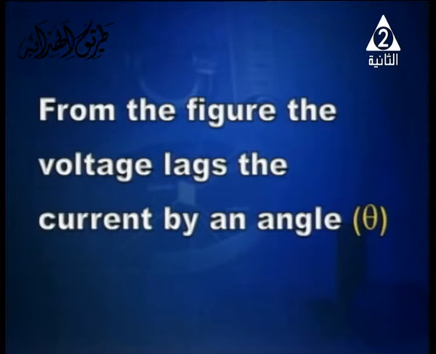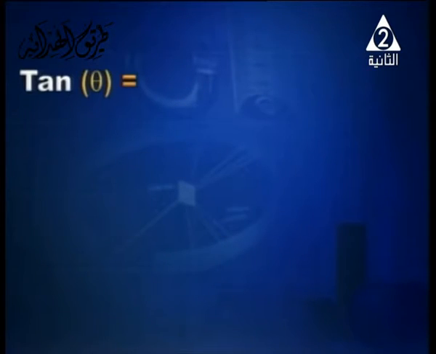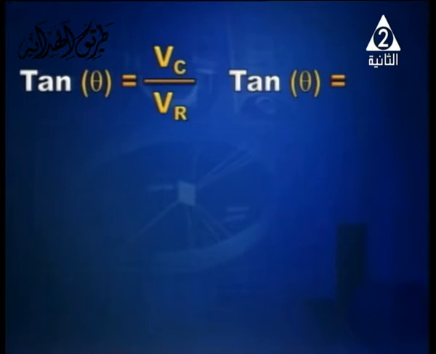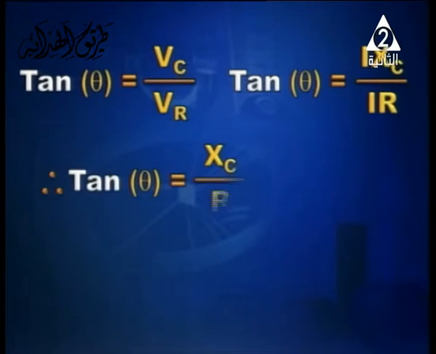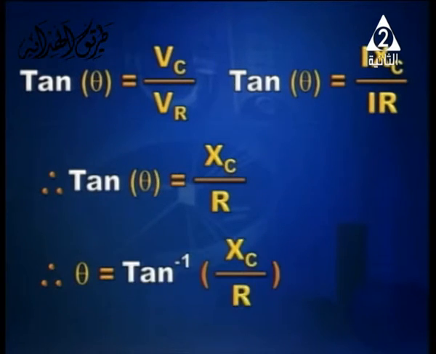From the figure, the voltage lags the current by an angle theta. We want to determine the amount of this angle. Tan theta equals VC over VR. So tan theta equals I XC over I R. VC is equal to the product of I and XC, and VR is the product of I and R. So the current will be cancelled out. So tan theta equals XC over R, and theta itself equals tan to the power of -1, between two brackets, XC over R.